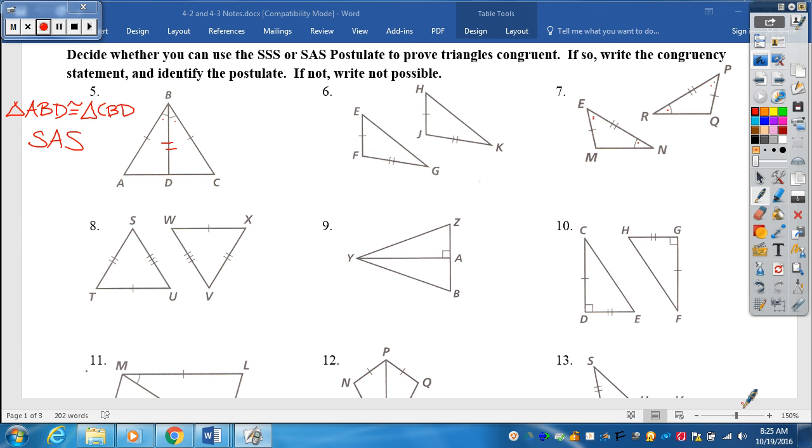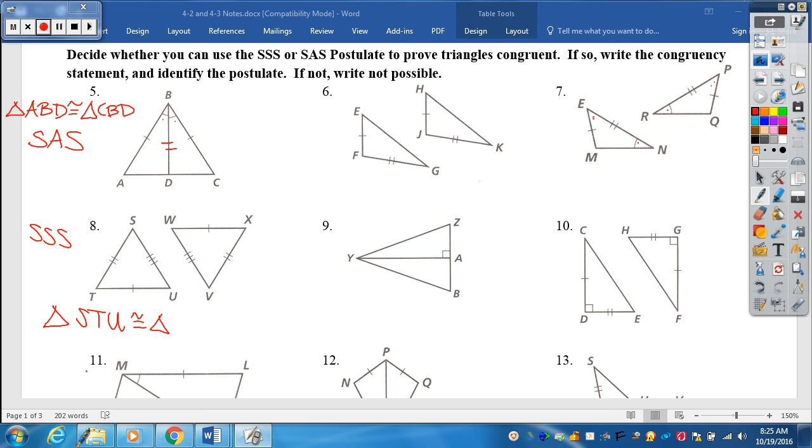Do we have side, angle, side? No, we don't have any of the angles proven congruent. Do we have side, side, side? Yes, we do. Okay? And so with side, side, side, I'm going to put that down, side, side, side. I'm going to put down triangle. Now, you want to choose a vertex. If I go ahead and do STU is congruent to triangle.